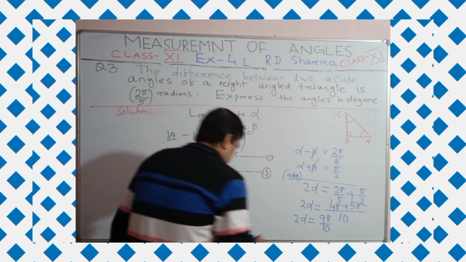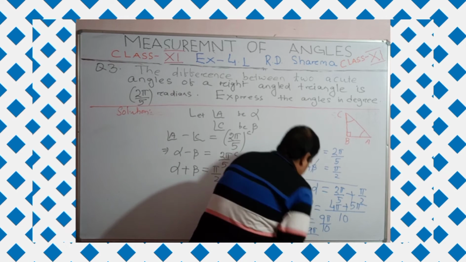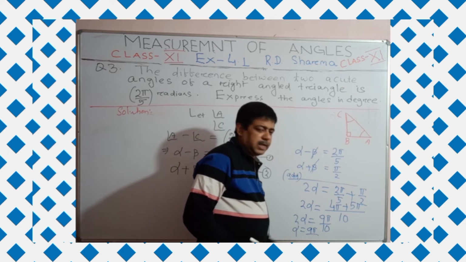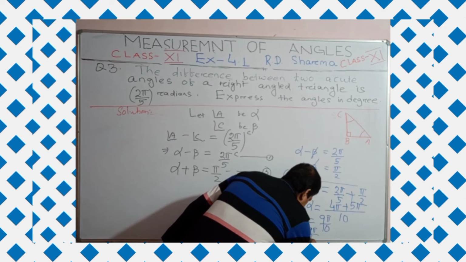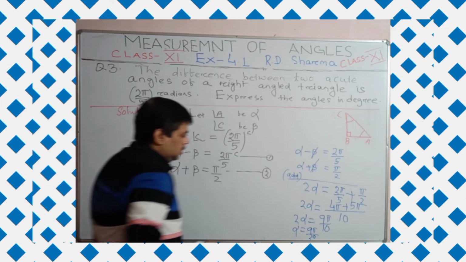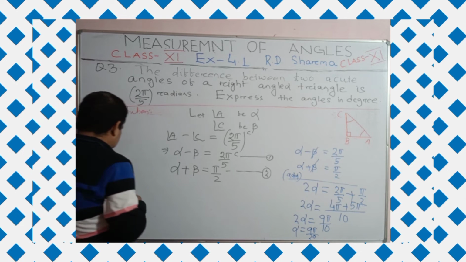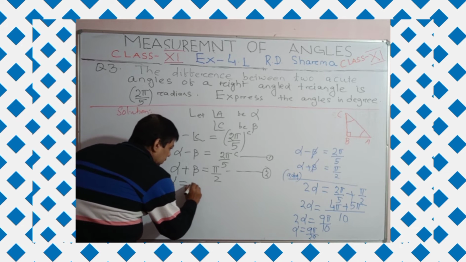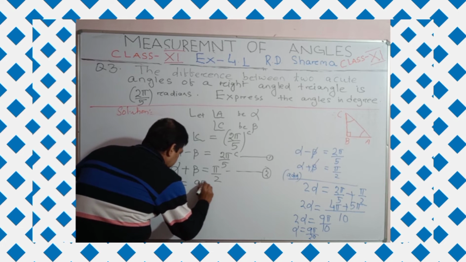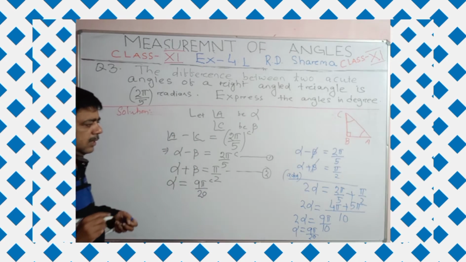Here you get alpha is equal to 9 pi. This 10, 2 will be transposed to the right hand side. It goes to the denominator. 10 times 2 is 20. So alpha is equal to 9 pi upon 20. Understand? So you get alpha is equal to 9 pi upon 20 radian. Is it clear?